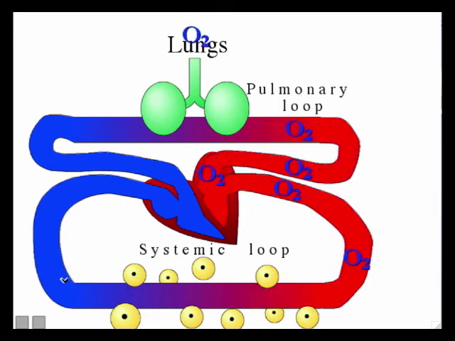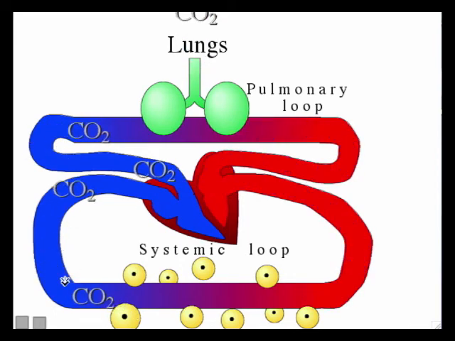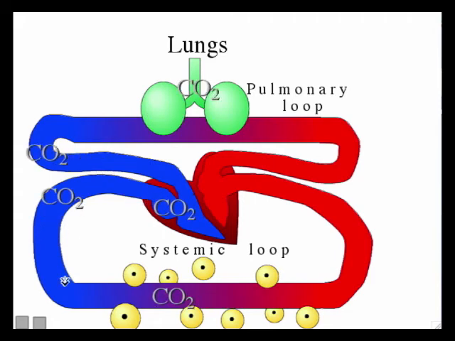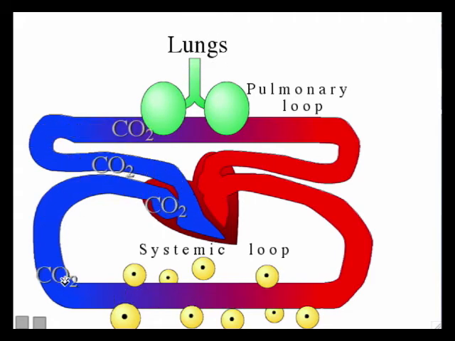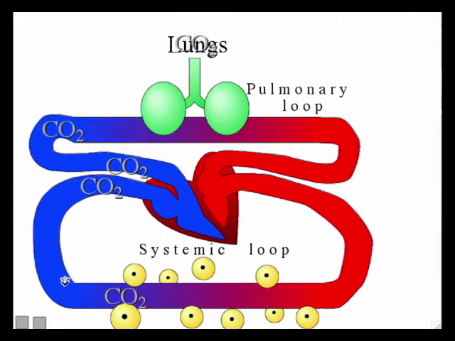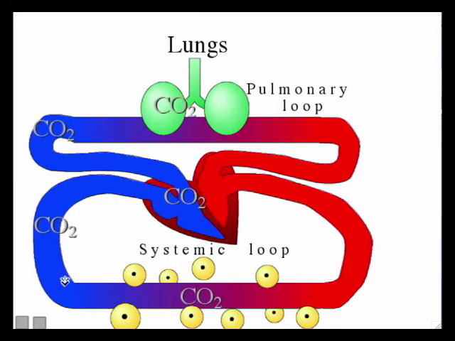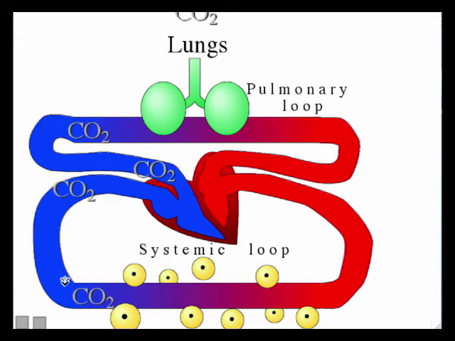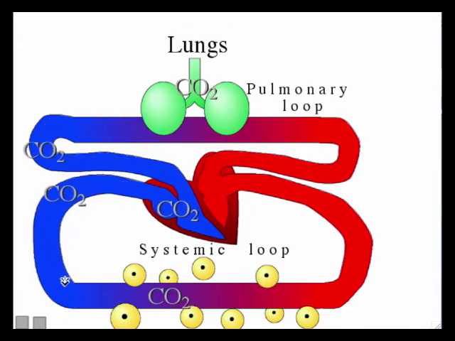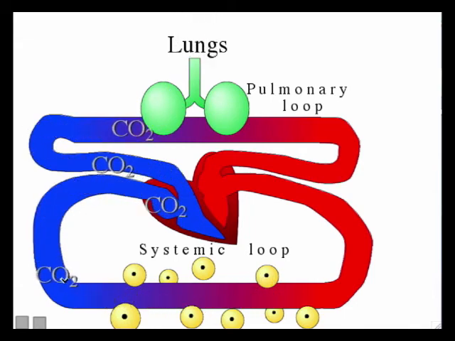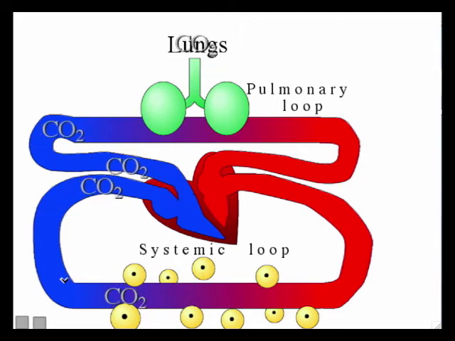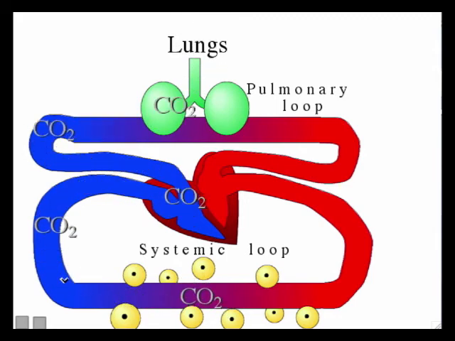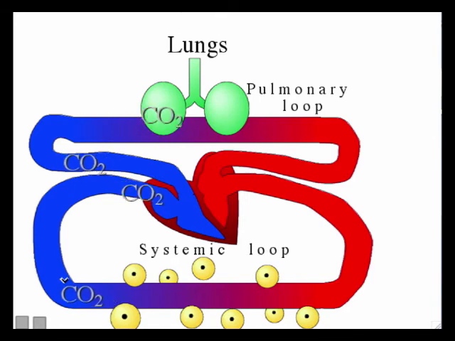And of course, the CO2 is kind of doing the opposite thing. The CO2 enters the blood when the cells are doing their aerobic respiration down here in the systemic loop, and so this low oxygen blood here in the systemic veins is also high CO2. So it's high CO2 in the right atrium, right ventricle, and in the pulmonary arteries, and then that carbon dioxide diffuses out of it when it reaches the alveoli of the lungs, and then you get rid of the CO2 when you breathe out.